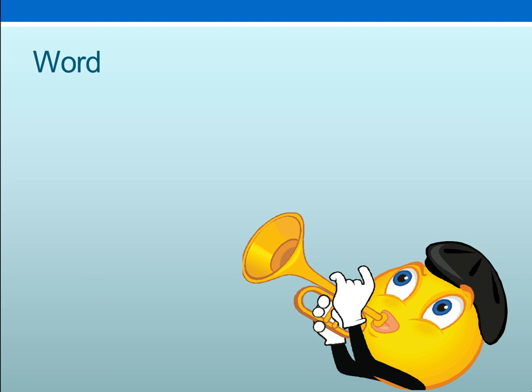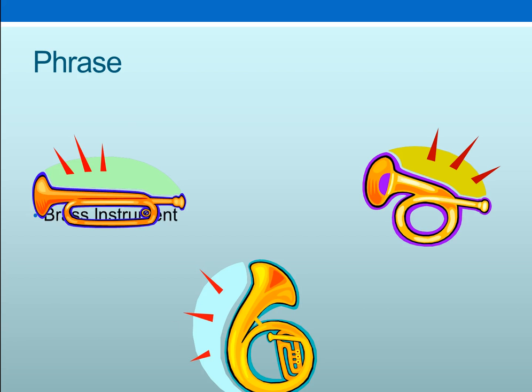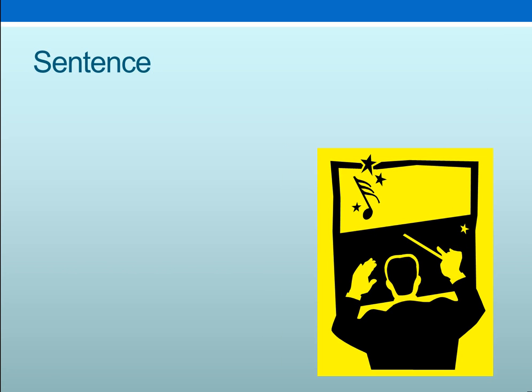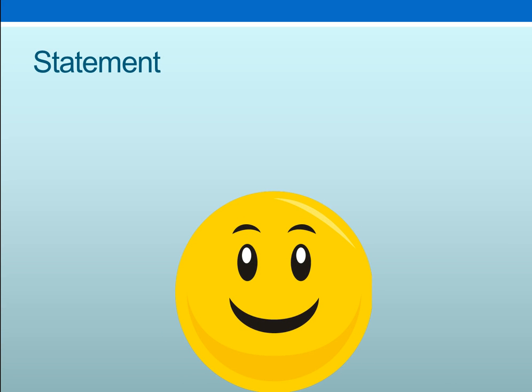Okay, so let's give an example. The first word we're going to use is the word trumpet. Of course, me being a music teacher, I'll pick an instrument. Here we go. To turn that into a phrase, I would say it's a brass instrument, so it's describing that word. Moving along, you turn that into a sentence. The trumpet belongs to the brass family of instruments in the orchestra. You can see how we're building on this. It's a bit like a pyramid.